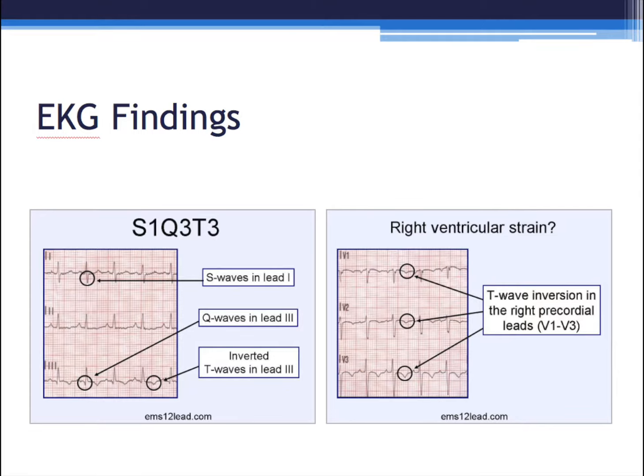So on EKG, there's also what we call right ventricular strain, which is T-wave inversions in the right precordial leads, which is the V1 through V3 leads. And in this particular EKG, you just see inverted T waves all along those leads, V1, V2, V3. So that can tell you there's some strain on the heart due to this clot that's sitting in a lung, which is occluding the ventricle from actually doing its job.